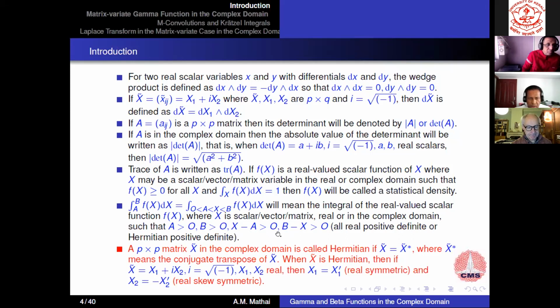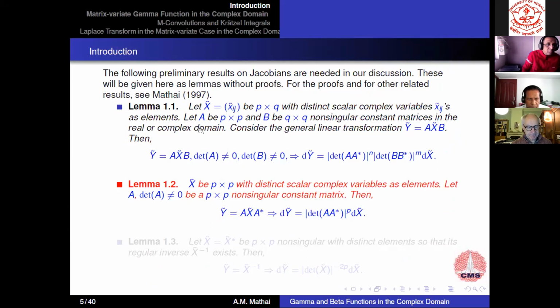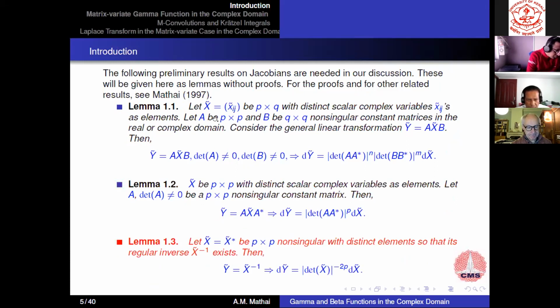I will need a few results on the Jacobian of matrix transformations. You can find these results and proofs in my 1997 book on Jacobians. I am only giving the results in the complex domain. If you have Y equal to AXB, where X and Y are p by q matrices, and A and B are constants with determinant of A not equal to 0 and determinant of B not equal to 0, then dY, the wedge product of differentials in Y, will be the absolute value of the determinant of A star, where A star is the conjugate transpose of A, raised to q, and the absolute value of the determinant of B star raised to p, dX.